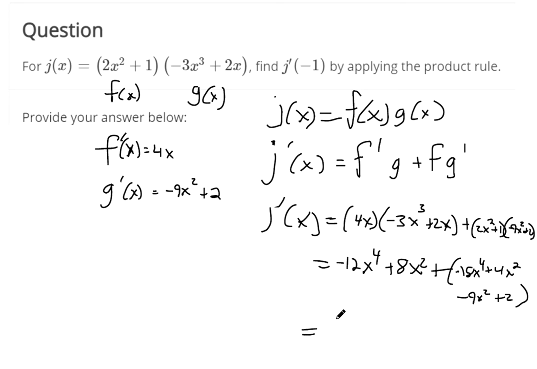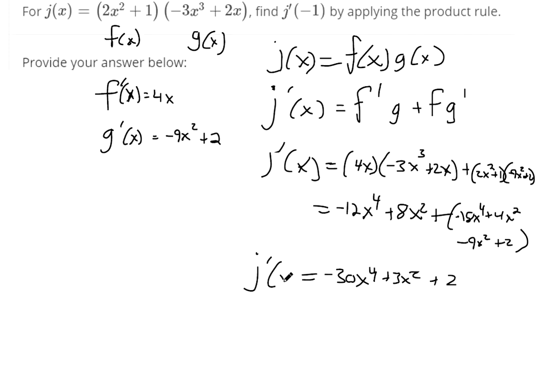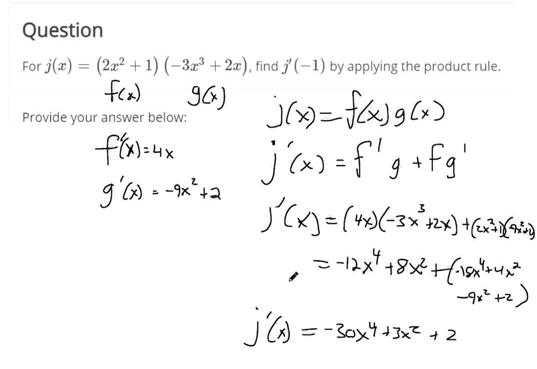So now we can combine like terms. Negative 12x to the fourth plus negative 18x to the fourth makes negative 30x to the fourth. And then 8x squared plus 4x squared makes 12x squared. 12x squared minus 9x squared makes 3x squared. And then we got a plus 2, so that's our answer. Oops, sorry, that's j prime of x.